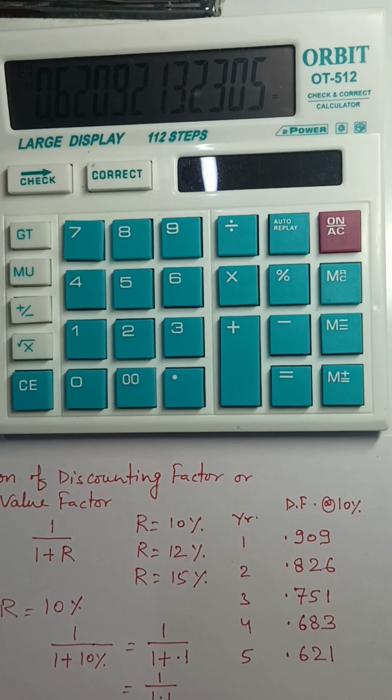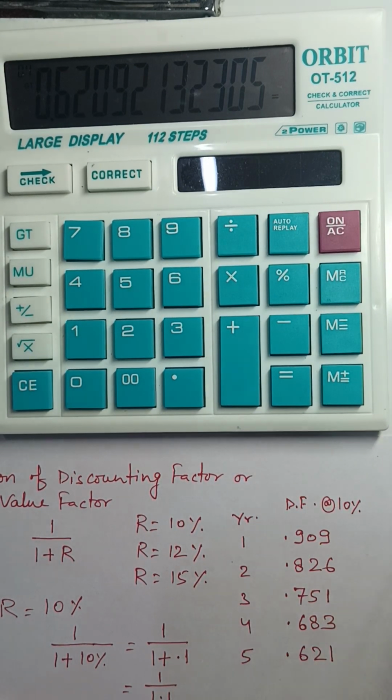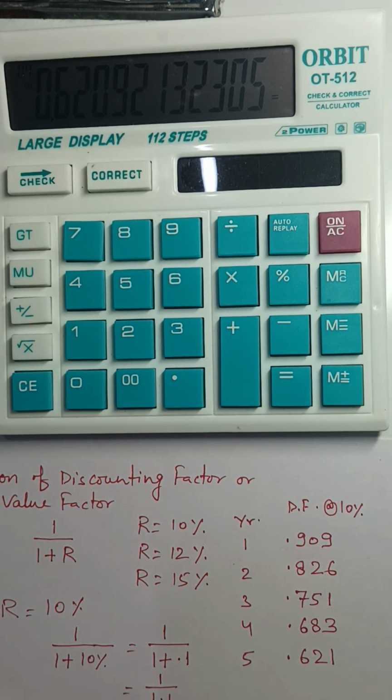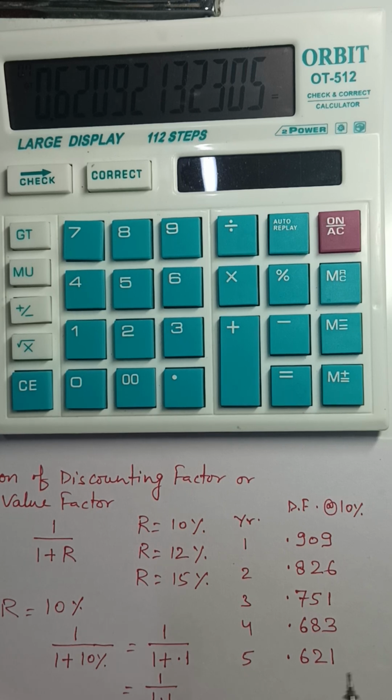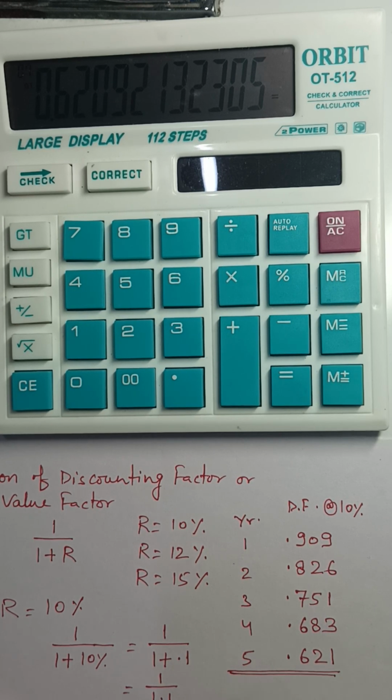So like this, if you want to calculate for further years like 6th, 7th, 8th, you just have to press the equal sign and you will get the value. But remember this: whenever the fourth digit is 5 or more than 5, you will have to add 1 to the third digit, and that would be your value. So like this we can calculate the discounting factor with a simple calculator.